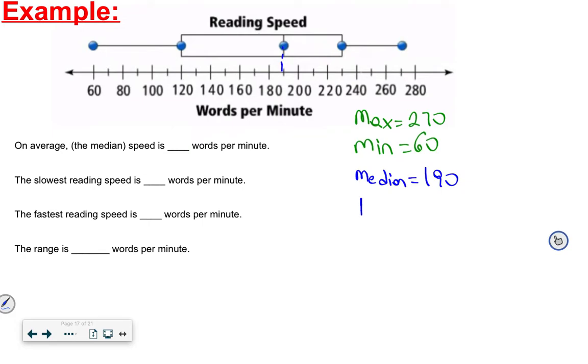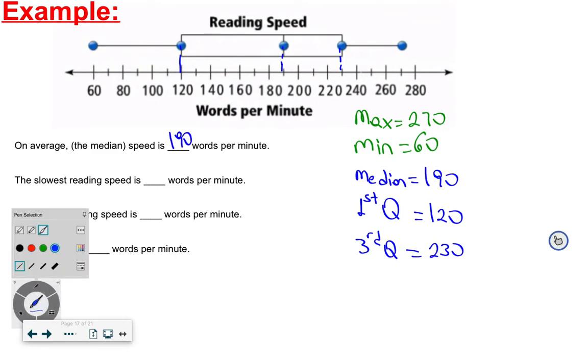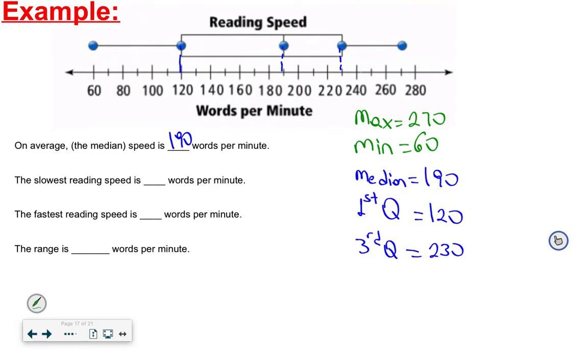And first quartile is 120. Third quartile is 230. After that, on average, which means the median speed, what is the median speed? 190 words per minute. What is the slowest reading speed? 60 words per minute. What is the fastest? 270.